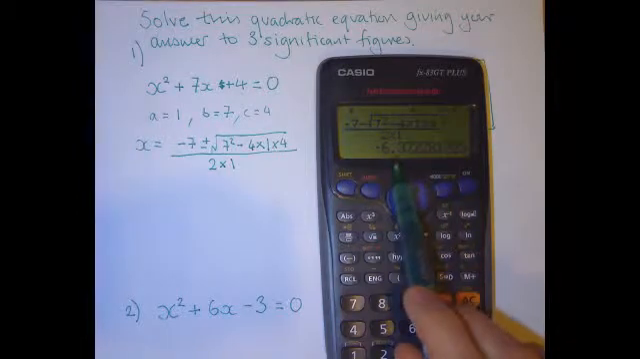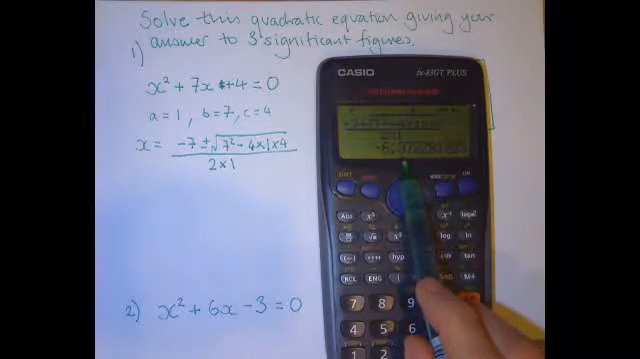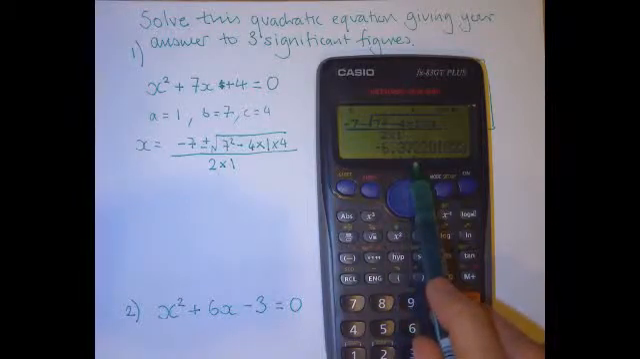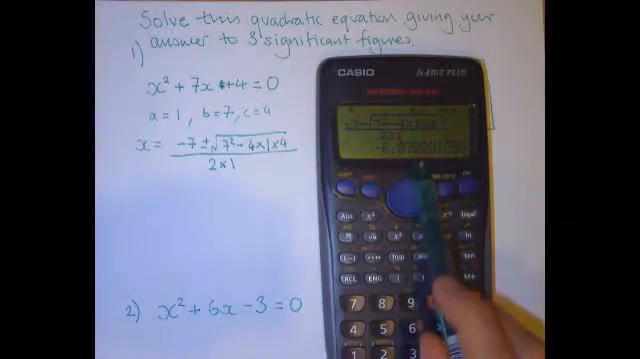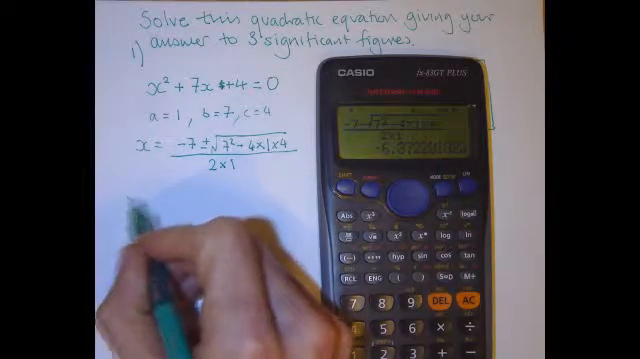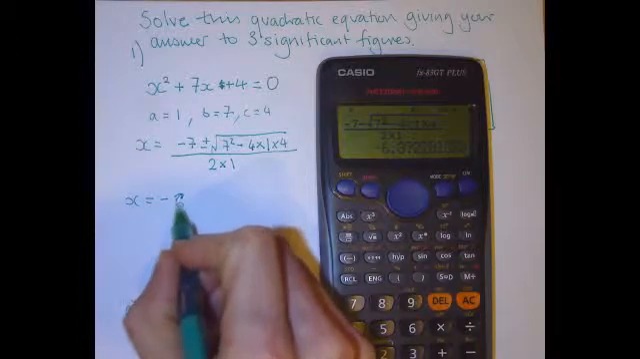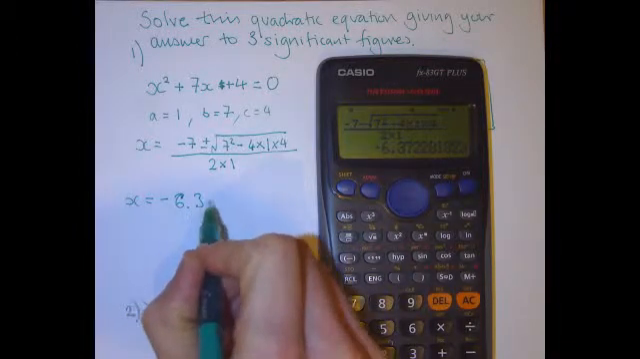Now, I want it to 3 significant figures, so 1, 2, 3. If I cut it off at the 7 there, that's still a 2, so it's minus 6.37. So x equals minus 6.37.